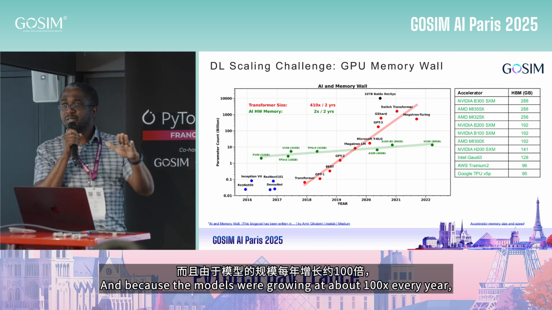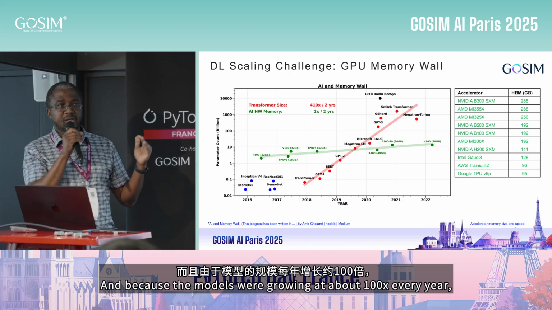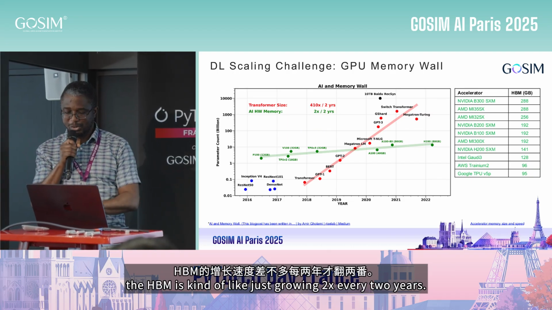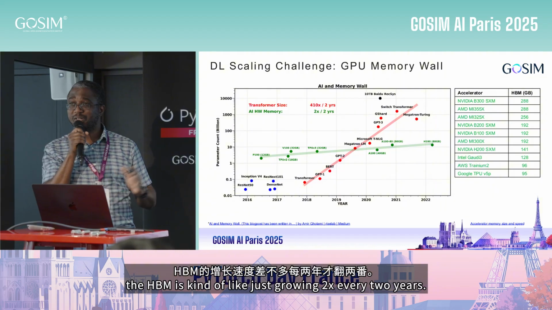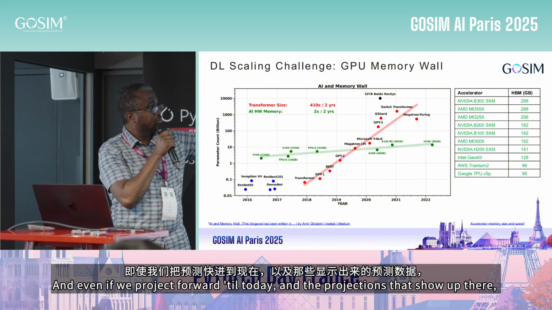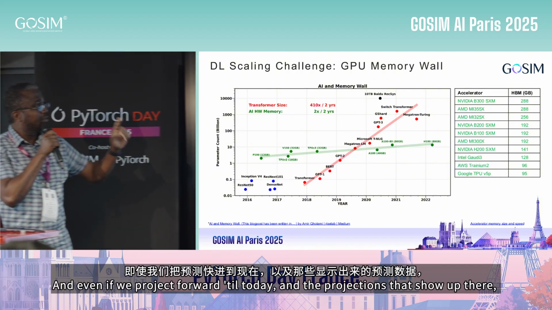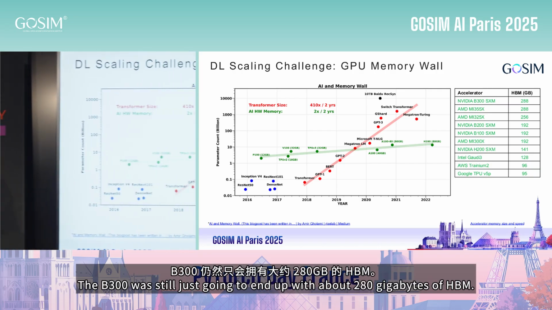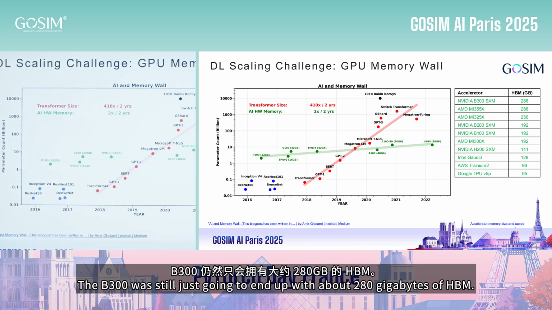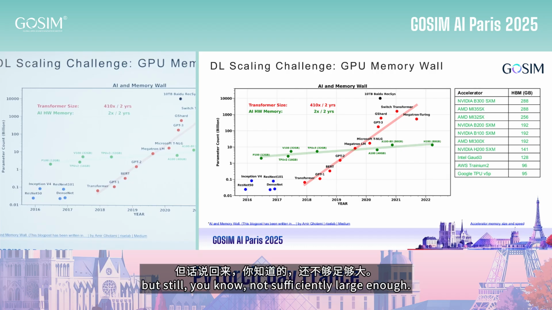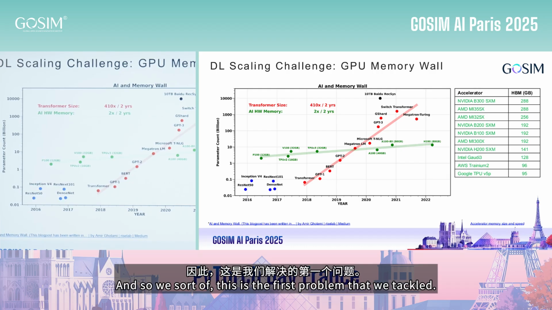Because the models were growing at about 100x every year, while HBM is just growing 2x every 2 years. Even if we project forward till today, with the B300, we're still just going to end up with about 280 gigabytes of HBM. So it's still not sufficiently large enough. And so this is the first problem that we tackled.